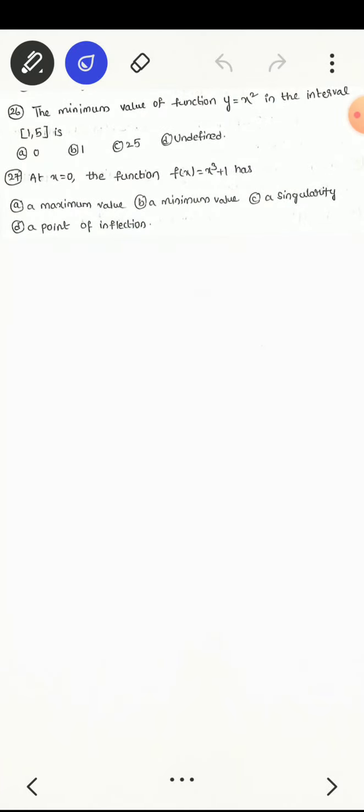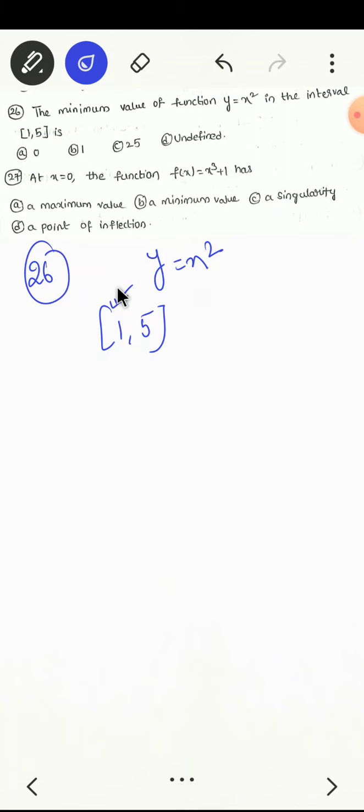Then let us solve problem number 26. The minimum value of the function y is equal to x square in the interval. Where will you get the minimum value? They are not asking what is the minimum of the function. They are asking the minimum value of the function in the interval, from 1 to 5. If you substitute 2, you will get a larger value compared to 1. So the minimum value of this function will be at 1, and the maximum value will be at 5. So y is equal to, substituting x as 1, 1 square, that is 1. So the minimum value of the function will be 1.